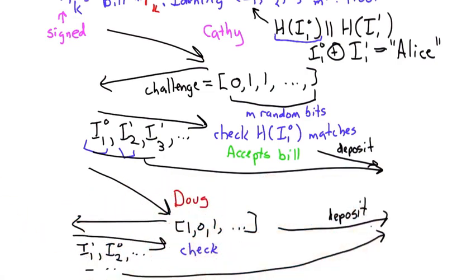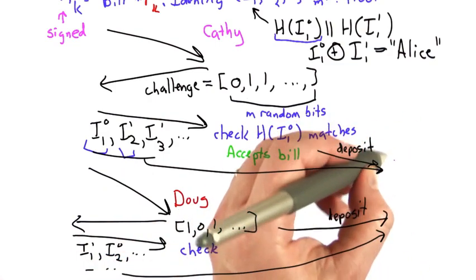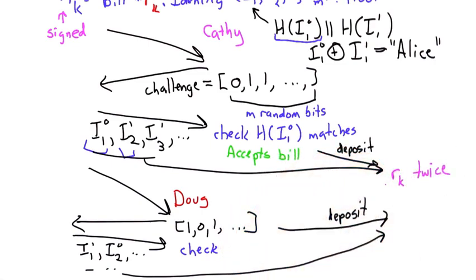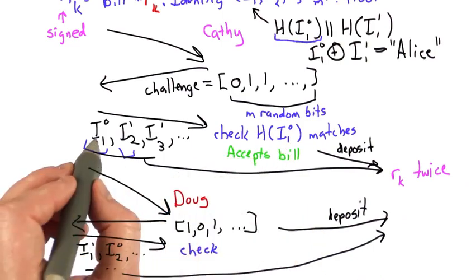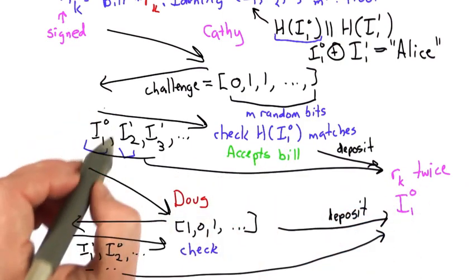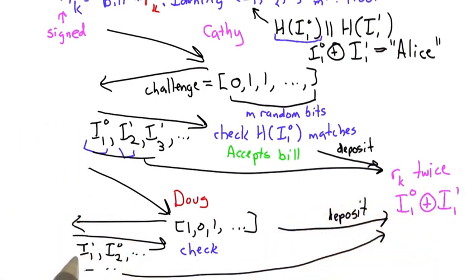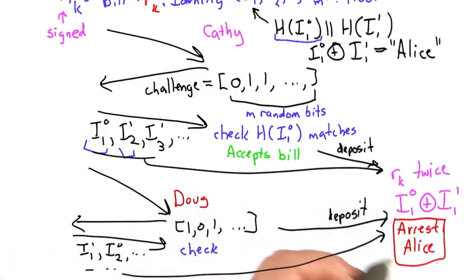So now what does the bank have? Well, it has both parts of one of the I values, as long as one of these challenge bits is different. The bank knows there was double spending because it saw the same value twice. It also knows the identity of the person who obtained that bill, because it can XOR the 0 part of identity 1, which it received from Kathy when she deposited the bill, with the 1 part of that identity, which the bank received from Doug when he deposited the bill. So now the bank can tell the police to arrest Alice for double spending a bill.